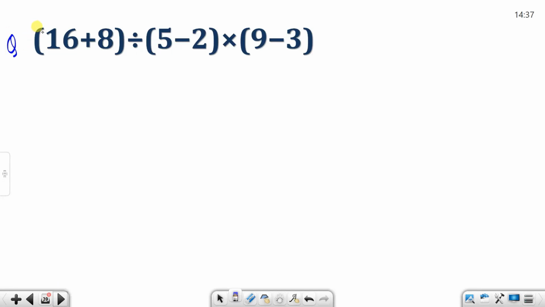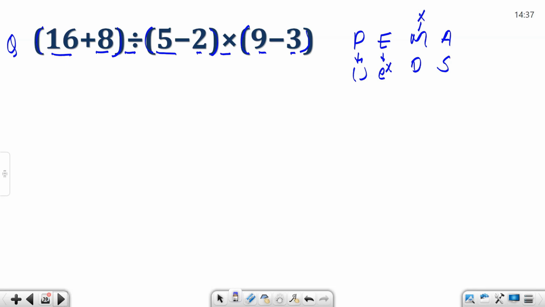The question is, in the bracket, 16 plus 8, bracket closed, divided by, bracket 5 minus 2, bracket closed, multiplied by, bracket 9 minus 3. According to BODMAS: P for parentheses, E for exponential, M for multiplication, D for division, A for addition, S for subtraction. We'll solve the parentheses first now.